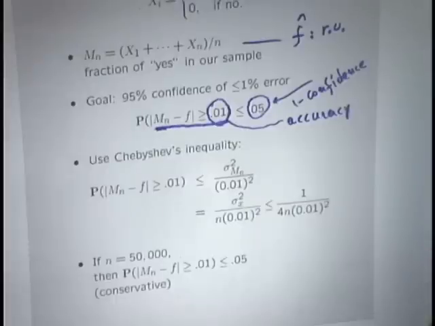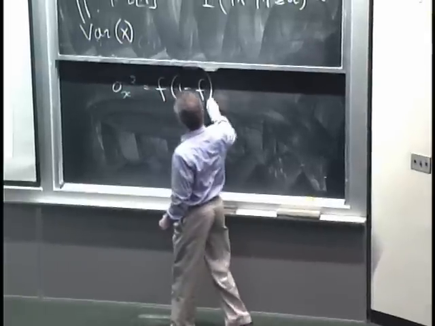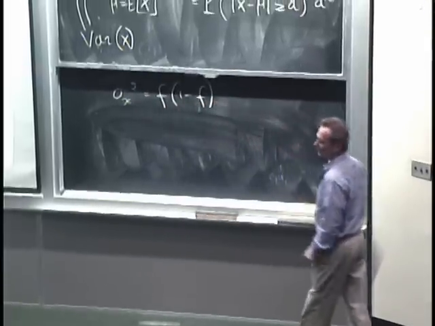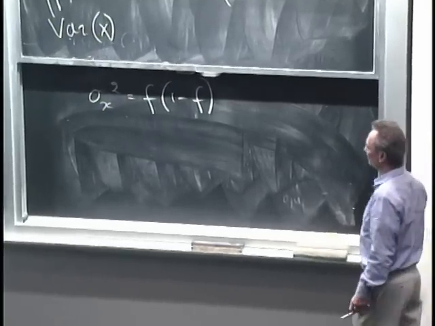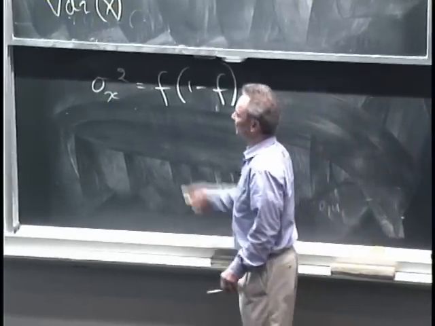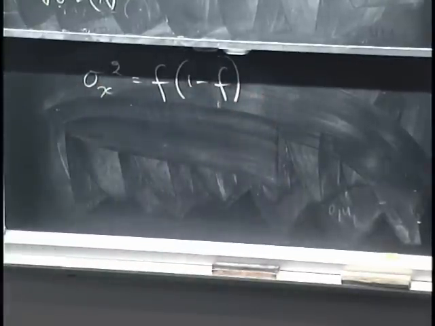Okay, here we hit a little bit of a difficulty. The variance, sigma x squared, what is it? Sigma x squared is, if you remember the variance of a Bernoulli random variable, this quantity. But we don't know it. f is what we're trying to estimate in the first place. So the variance is not known, so I cannot plug in a number inside here.